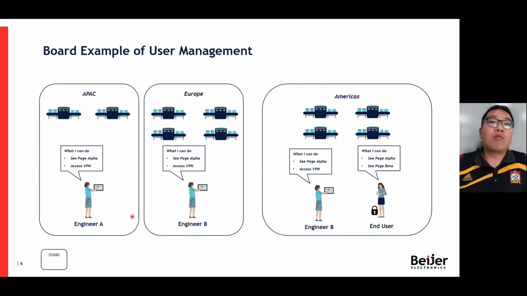But what differs as well would be the roles. For example, an engineer role, as you can see, all the engineers have the same role. In this case, all of them can see page alpha, and they can access VPN, whereas you have an end user role who can only see page alpha and page beta. So the groups will determine which devices you can access, and the roles themselves, end users, engineers, and things like that, will determine what you can do with the devices and machines you have access to.